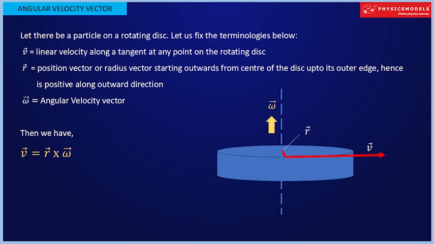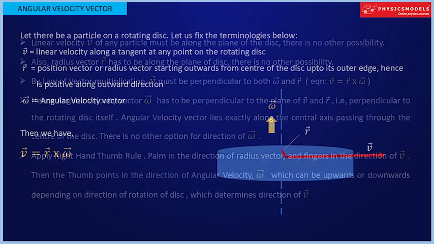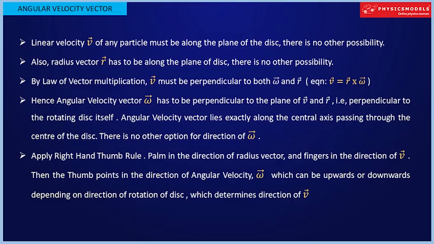So let's look at the vector cross multiplication. We know that the linear velocity is a cross product of the radius vector and angular velocity. The principle of cross multiplication of two vectors is that the third vector has to be mutually perpendicular with the first two vectors. Here, the linear velocity vector has to lie in the plane of the disk.